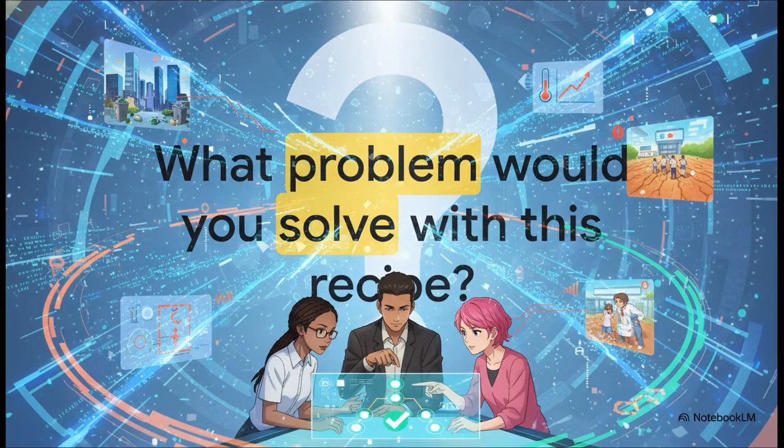So now you have the recipe. You have the 8 steps it takes to turn big questions into real answers using data. And that really only leaves one final question to think about. What problem in your world would you solve with it?